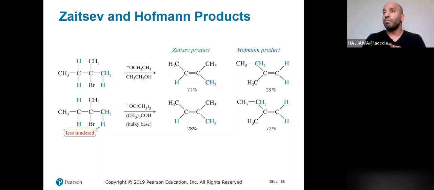What if I have a bulky base? Then you're going to have to apply Hofmann's rule. Hofmann's rule indicates that you have to basically pick the hydrogen that's going to lead to the less substituted alkene, and that will be the major product in those reactions. Now, keep in mind, both are E2 reactions. So that should be a hint to think of those two rules only when you have an elimination that's a type 2 reaction.